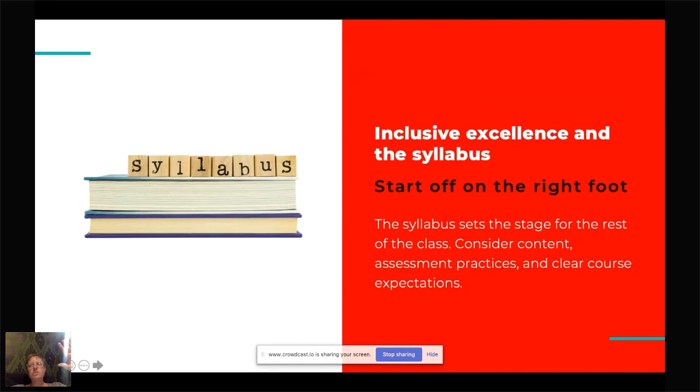Now, that's easier to do, I think, in an identity-based class. But I think you can also do it in STEM classes, making sure that you include work by women, for example, in an engineering class, making sure that in examples that you use, they're gender inclusive, things like that can be done, and it should be on the syllabus on the first day.